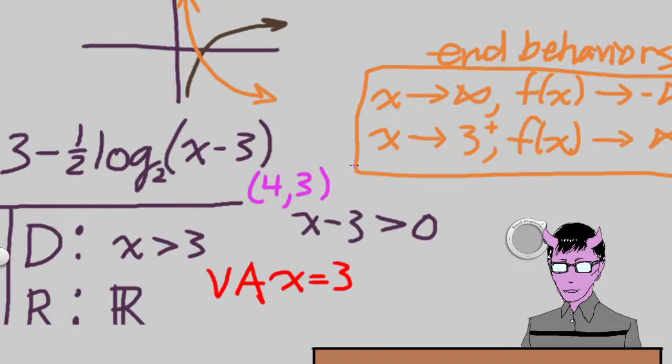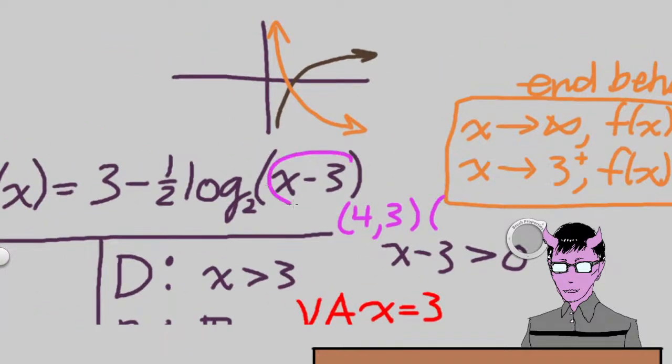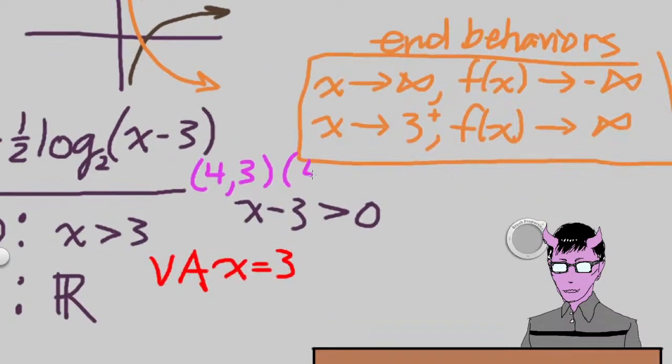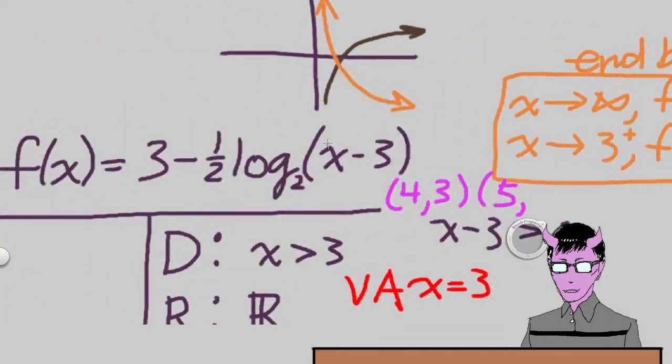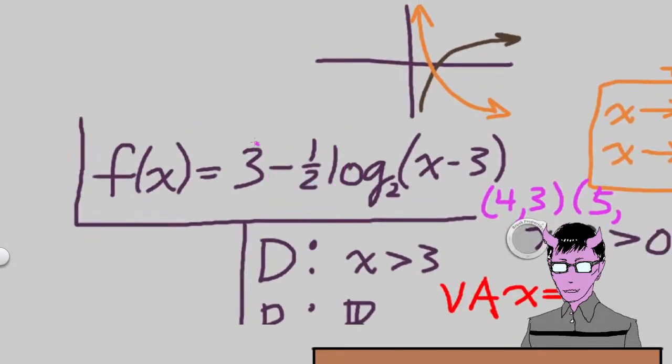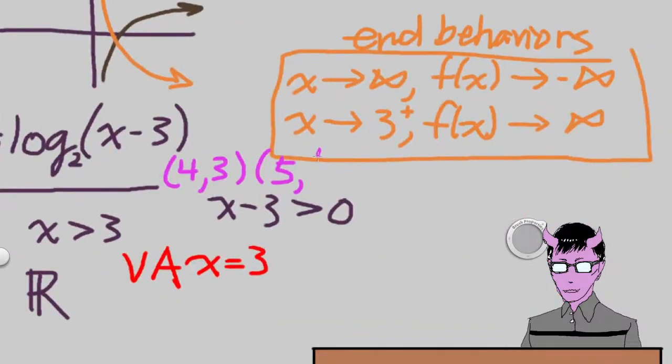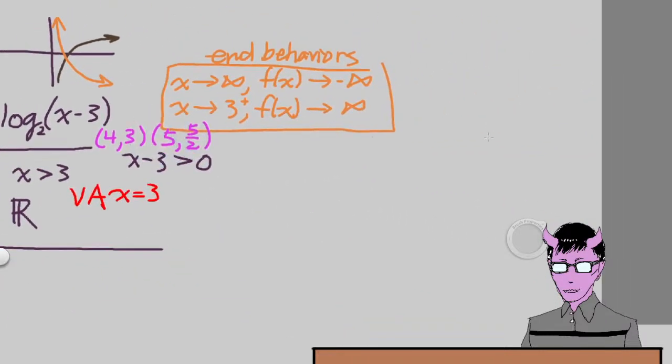Anchor point number 2. We're going to force this whole entire argument to be equal to the base, which is 2. How do we force 2? x is 5. And then once we force this entire thing to be 2, then log base 2 of 2 is 1. And this is just going to be minus 1/2. So 3 minus 1/2 is going to give us 5/2. So now we have all the ingredients for the graphing.